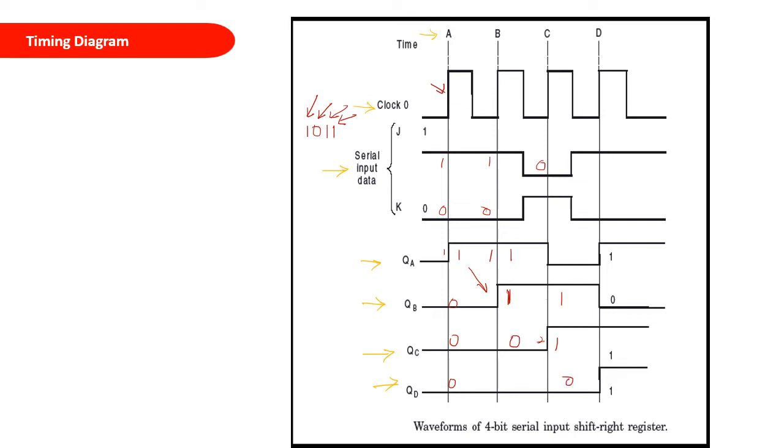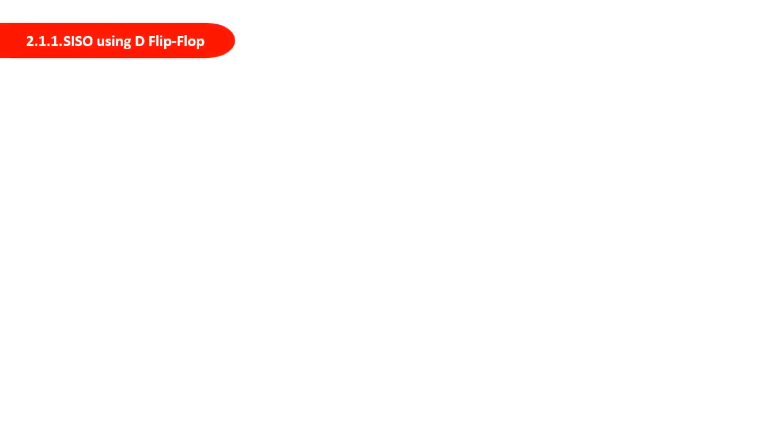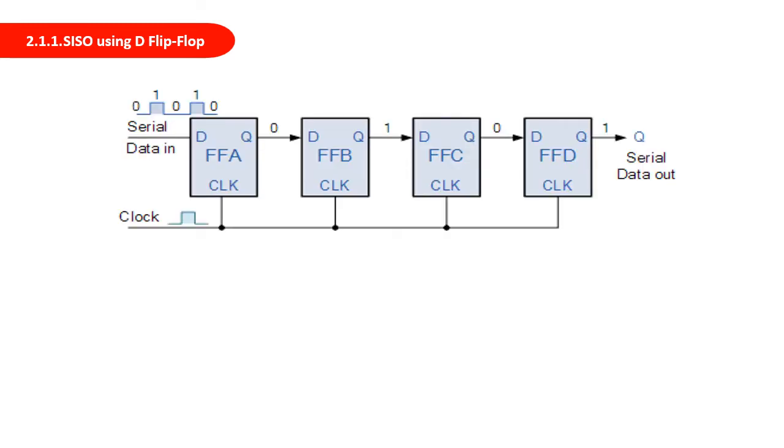So this is the timing diagram for a 4-bit serial input shift register. The serial in serial out shift register that we discussed is using JK flip-flop. Now using D flip-flop also we can have the same 4-bit shift register. So in the slide, the diagram for the serial in serial out shift register using D flip-flop is shown.